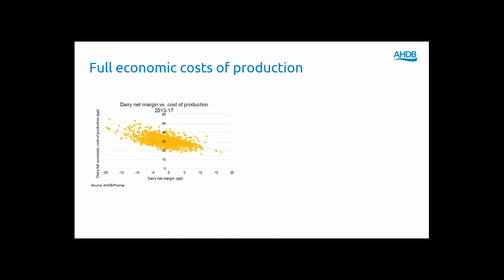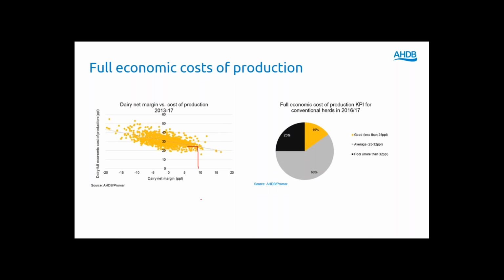Yep. Right. So what's the evidence for what we've just said? Well, what we've got here again is a 5-year set of figures. We've got dairy net margin along the bottom here, and the full economic cost of production up the left-hand side. And there, again, a very tight, clear trend: if you've got low cost of production, you'll also have a better dairy net margin. Okay, so that's quite clear.